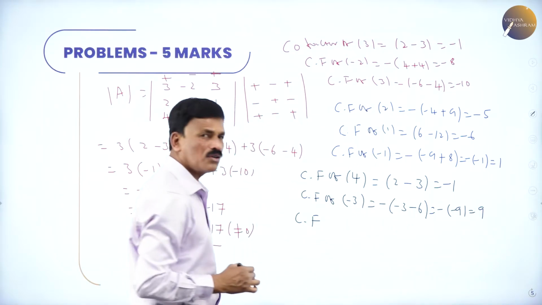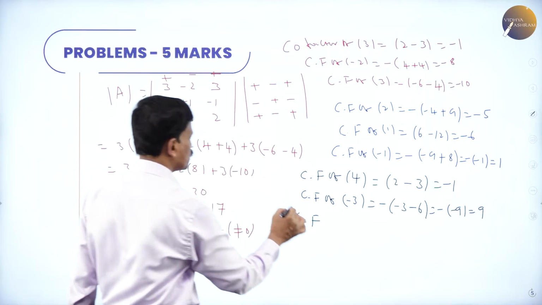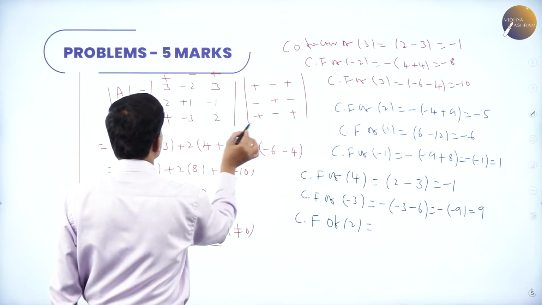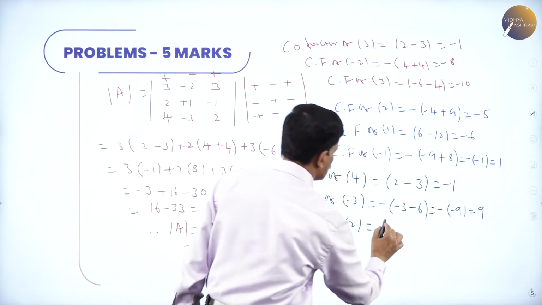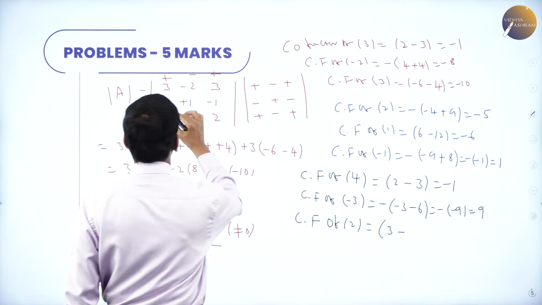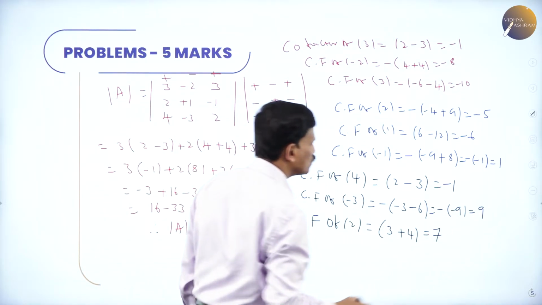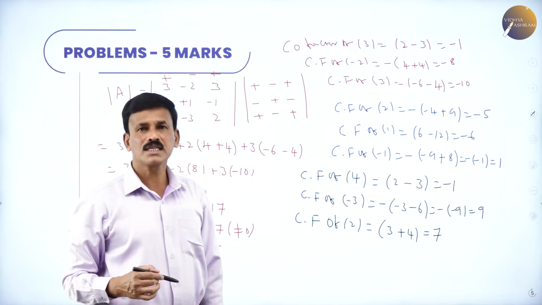And last, the cofactor for the last element plus 2. Cofactor of 2 is equal to, this row and column is deleted. 3 1s are 3, minus into minus plus 2 2s are 4. This is equal to 7. So minus 1, 9 and 7. So these are the cofactors.